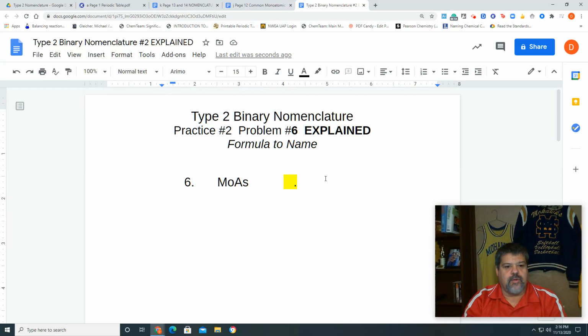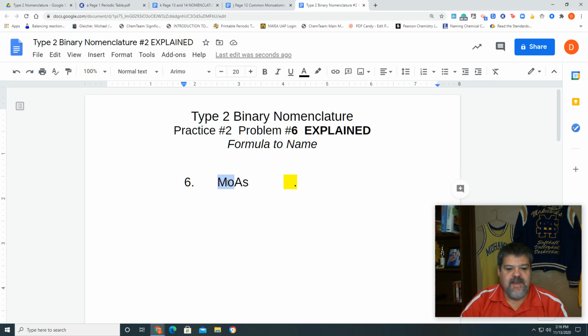Hi guys, today we're going to do Type 2 binary nomenclature practice sheet number 1, problem number 6. Explain how to do it from the formula to the name. So again, we always look at that first element, and we know that there's a 2 there, the lowercase right there. There's our second element. So Mo.